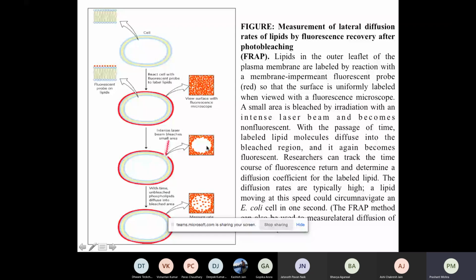And during this time, you just have to maintain the temperature at something like 37 degrees or the normal temperature of the room. Under those conditions, what is expected? Because as you know the membranes are fluid, what will happen? The fluorescent dye will move from its present position to everywhere. It is not necessary that they will move here. So during the process of movement, that bleached area will again become fluorescent. So this is the way you can monitor this.